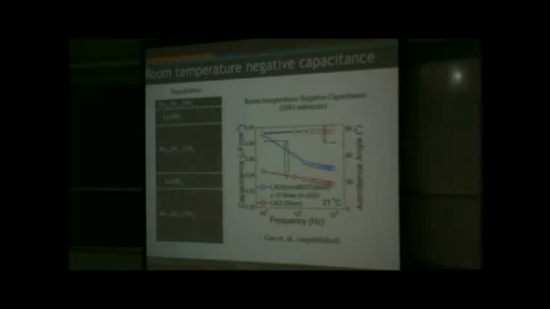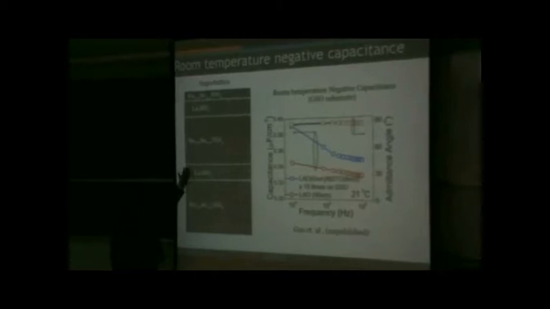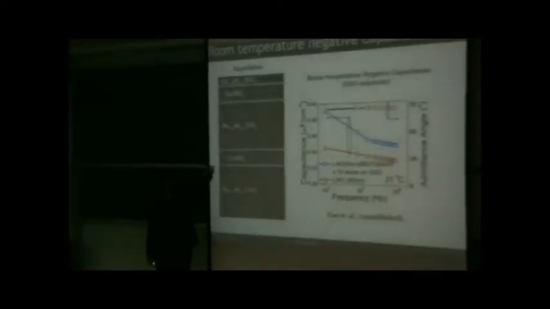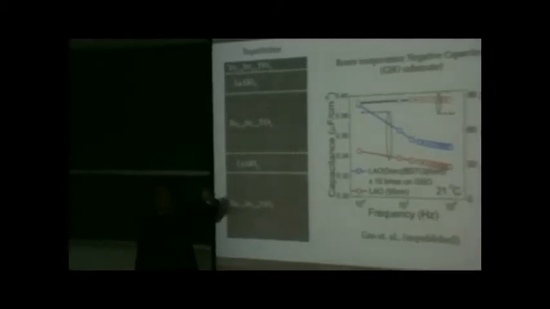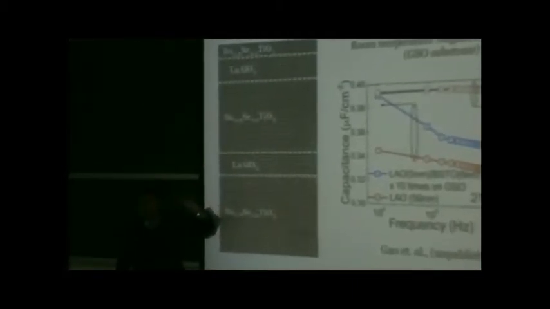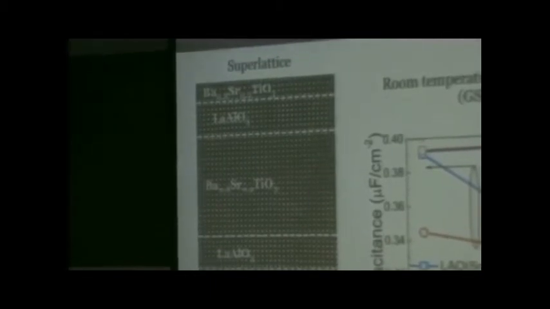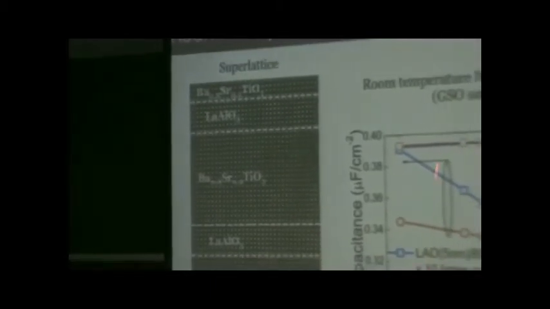But we wanted to do that anyway because people know how to grow LAO on silicon epitaxially. On the other hand, with BSTO, I can change the stoichiometry and change its Curie temperature. So this is why we chose to do this, and it took us almost a year to stabilize the phase so that we can grow a superlattice. But when we were able to grow this, we saw this negative capacitance effect at room temperature.